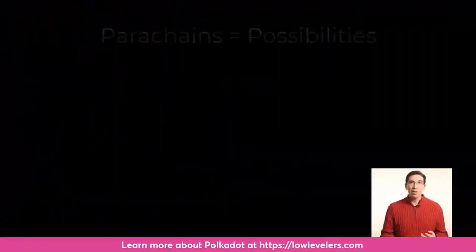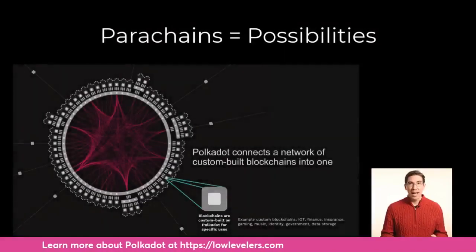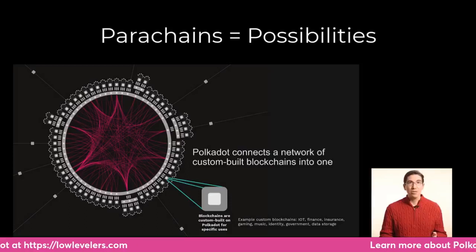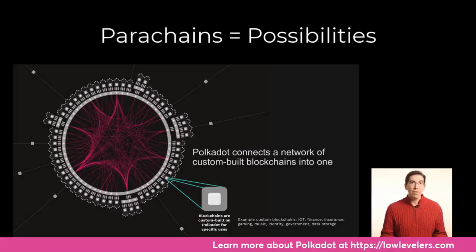Since each of these parachains is specialized for certain tasks, such as social networking or decentralized finance or smart contract execution, they can perform much better for that individual task than a single general-purpose blockchain.